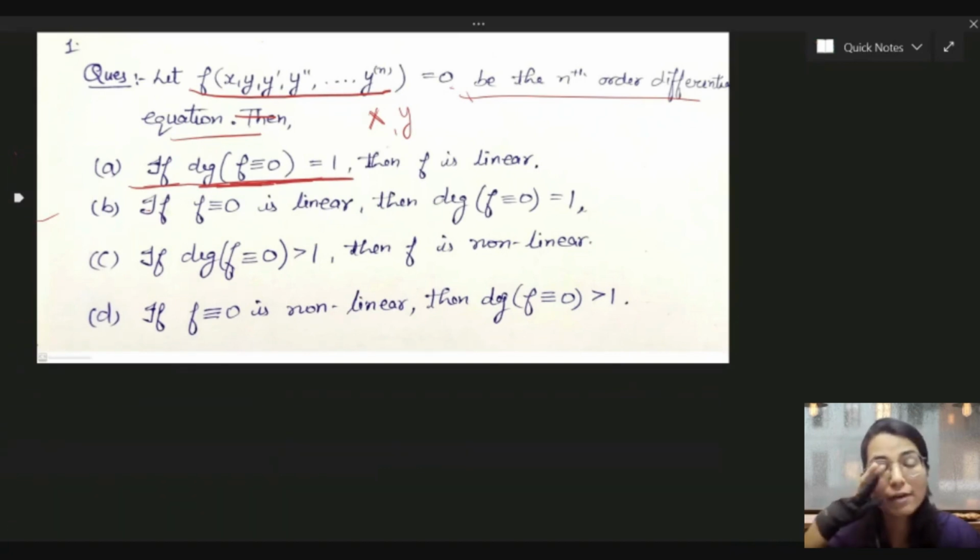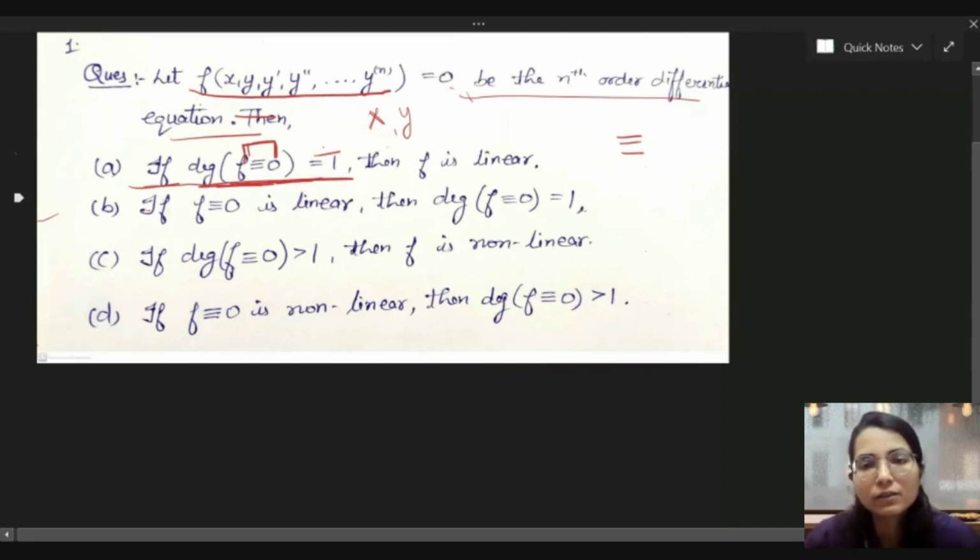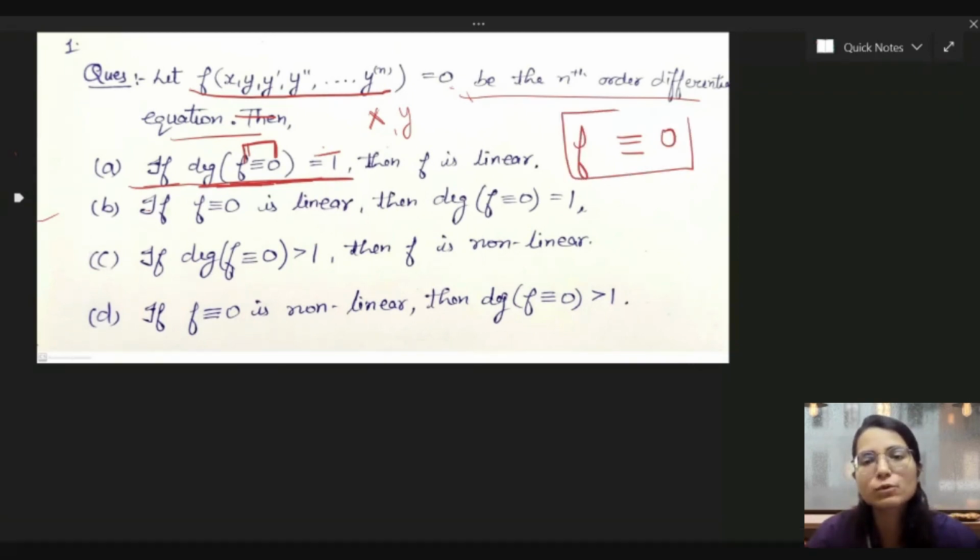If degree of f equal to 0 equal to 1, what does that mean? It means if degree of this equation is equal to 1. What does this equation mean? I have used 3 horizontal lines, f equal to 0. This means this was the original equation that was given.